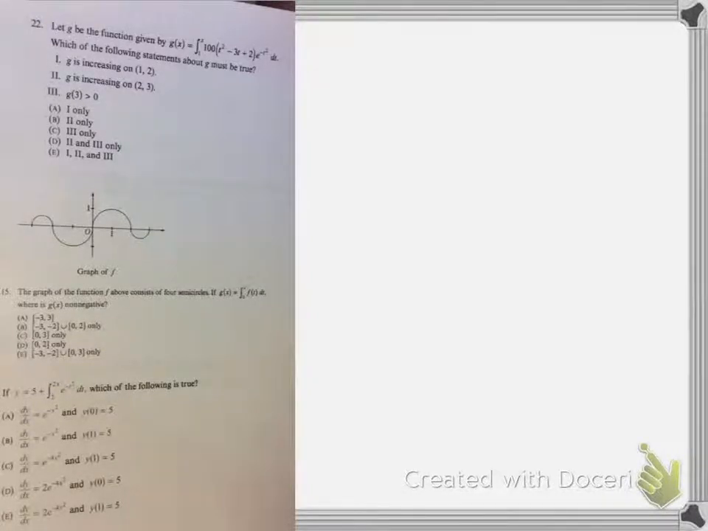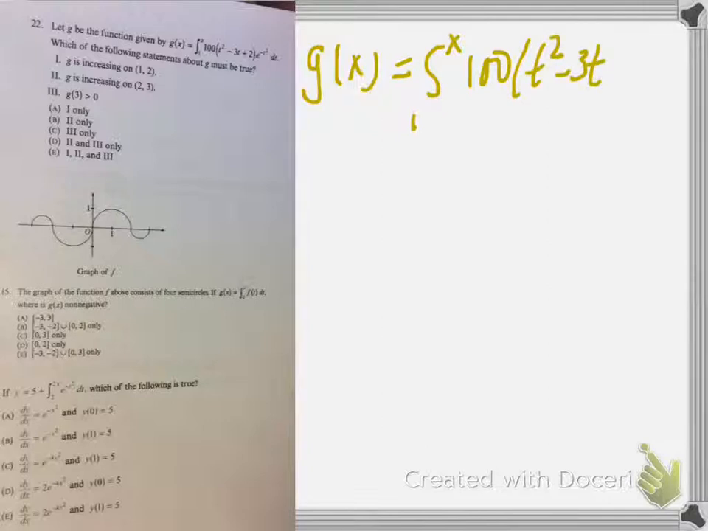Okay, so I'm going to start with problem number 22, and I'm going to use an ugly gold color. So g of x equals the integral from 1 to x of 100 times t squared minus 3t plus 2 e to the negative t squared dt. I'm running out of room here. Okay, so which of the following statements about g must be true?